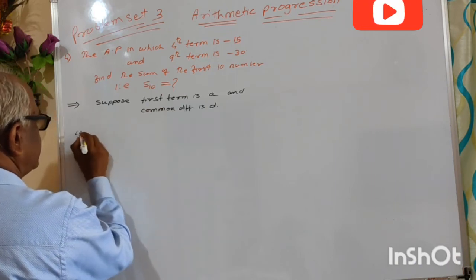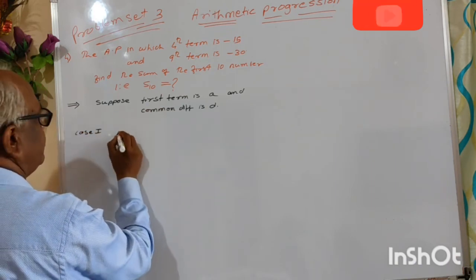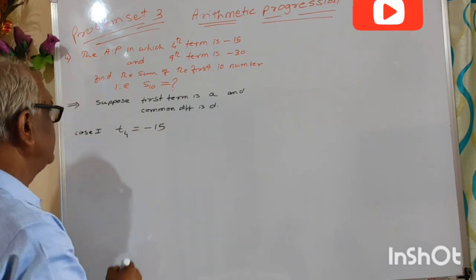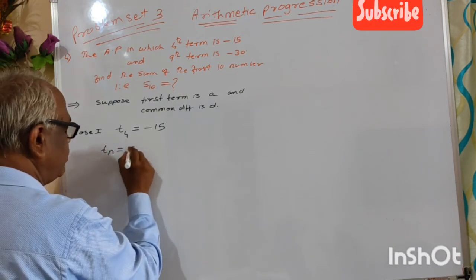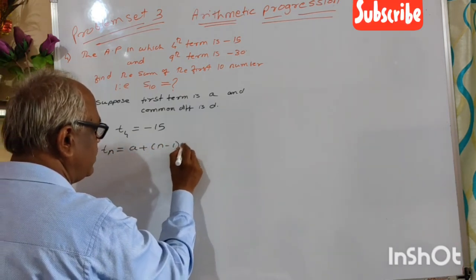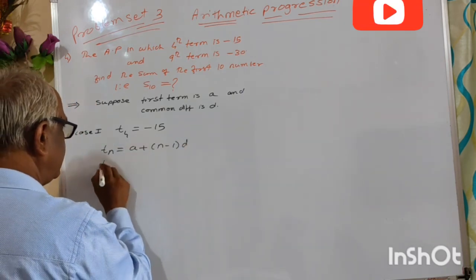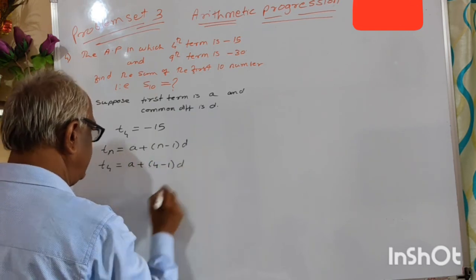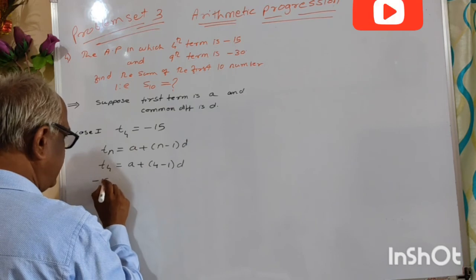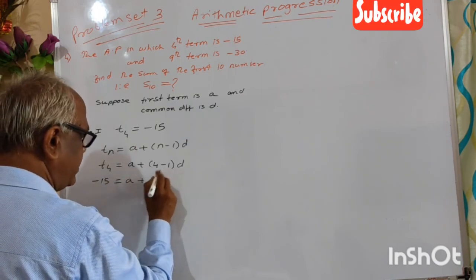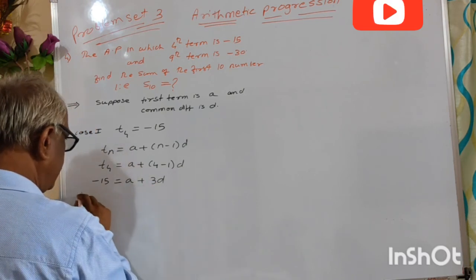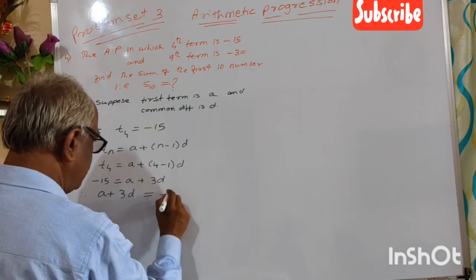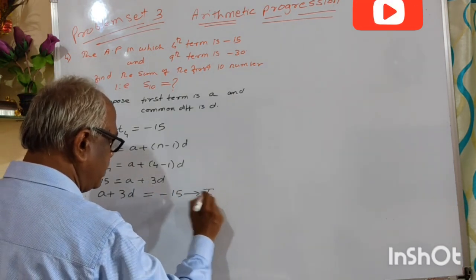Then case first: T4 is equal to minus 15, as given. We know the formula, Tn is equal to a plus (n minus 1) into d. Then T4 is equal to a plus (4 minus 1) into d. T4 is given as minus 15, which is equal to a plus 3d. That means a plus 3d is equal to minus 15. This is equation number 1.